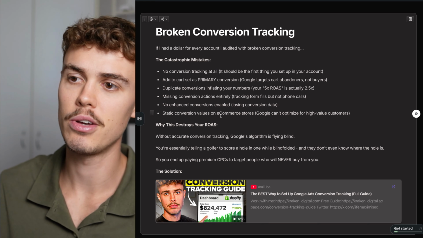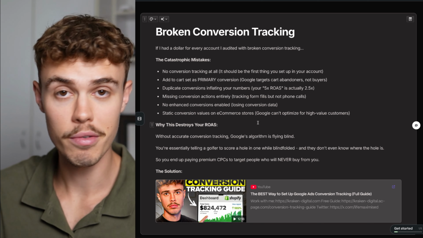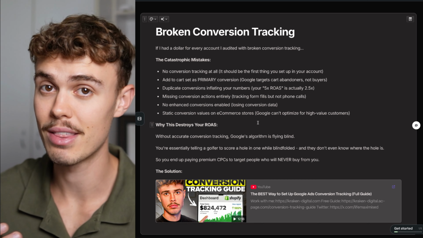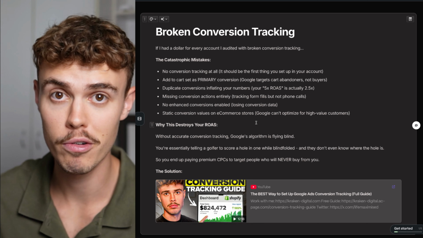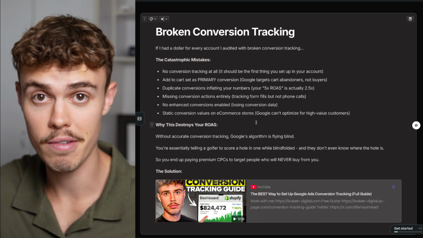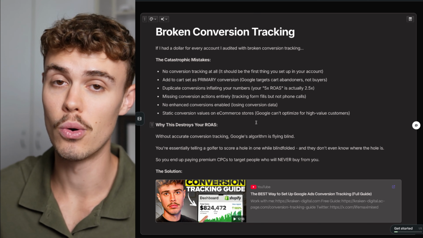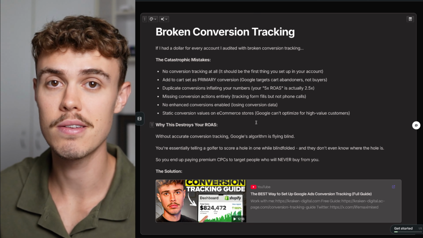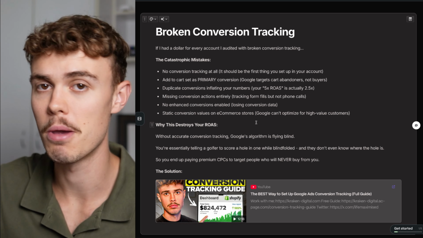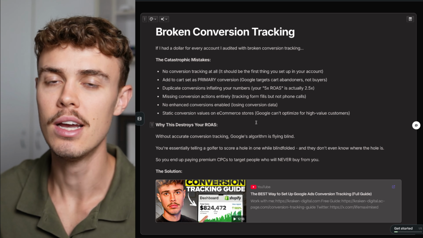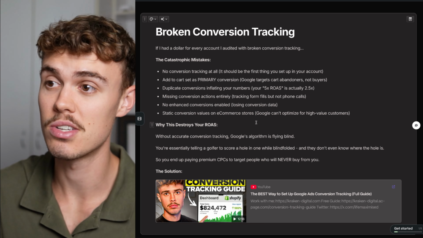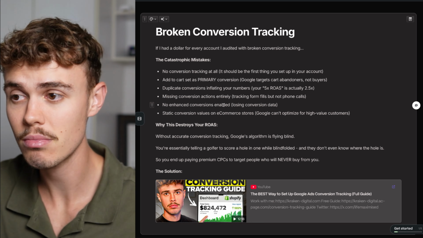Then static conversion values on e-commerce stores. So a lot of e-commerce stores will set up a conversion tracking action that just doesn't track the value of the purchases. It just tracks the number of purchases. This isn't as effective, and honestly, it reduces the efficacy of a lot of your targeting campaigns because it doesn't feed back to Google who of your customers is making larger purchases compared to smaller ones, because ultimately the value of a conversion is more important almost than just the number of conversions themselves.